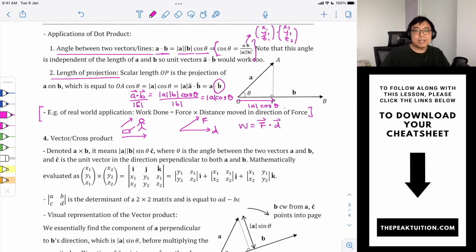Okay, and this is an example of a real application. Not super intuitive if you are not taking physics, but I hope this helps to make things more obvious or more intuitive.